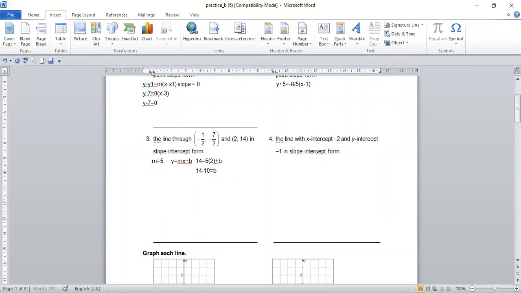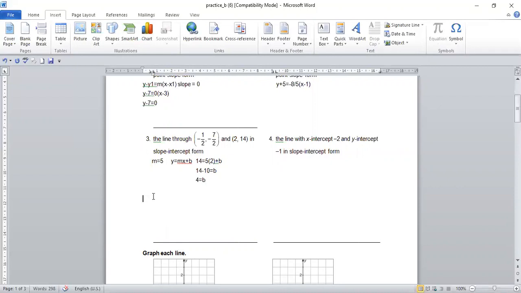Now I'm not doing each and every step because you girls are smart enough to understand, or even if you're not smart, just follow what I said. 5 2s are 10. So when you move the 10 to the other side, that becomes a negative 10. So 14 minus 10 is equal to b. 14 minus 10 is equal to 4, which is going to be the y-intercept.